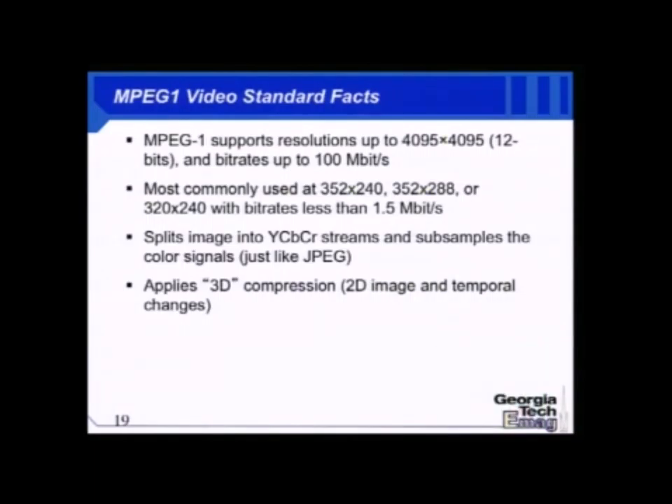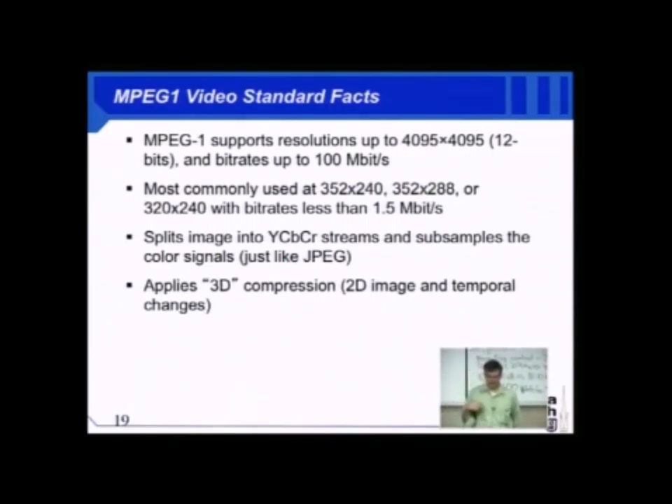Now, a few pieces of information. MPEG-1 supports resolutions up to 4,095 by 4,095 at 12-bit quantization and bit rates up to 100 megabits per second. That's pretty much overkill because you don't need that. That's the highest resolution, but it turns out you don't need nearly that much to quantize your classical analog TV signal, for example. The most commonly used ones were 352 by 240, 352 by 288, or 320 by 240, depending on what the aspect ratio was of your video signal.